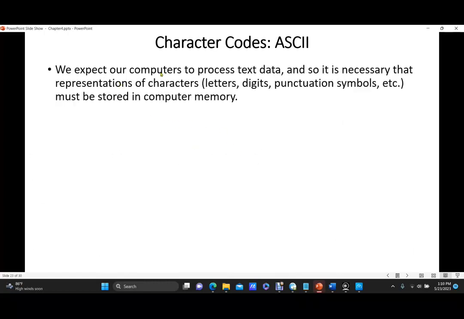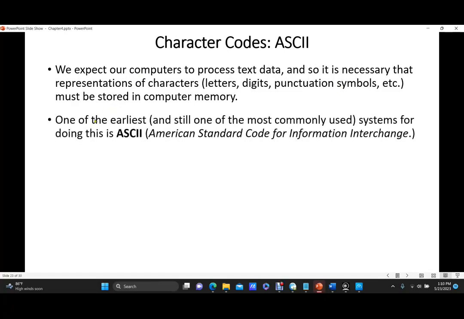Of course, we also expect our computers to process text data. And so characters, letters, digits, punctuation symbols, and so forth, have to be represented, as well as numbers. One of the earliest and still one of the most commonly used systems for representing characters, letters, digits, and so forth is ASCII, American Standard Code for Information Interchange.